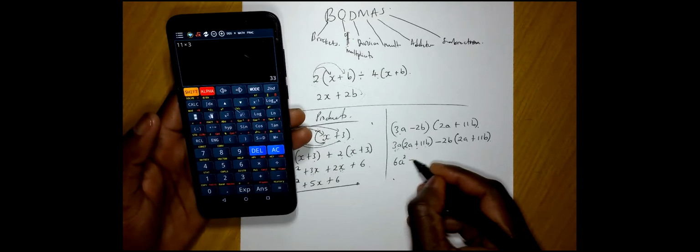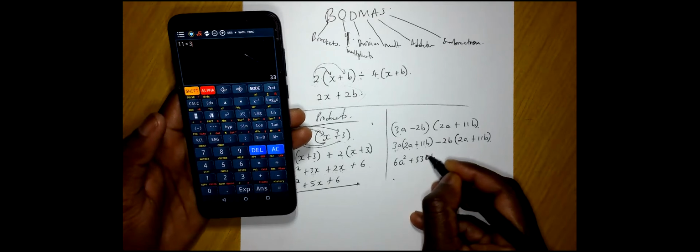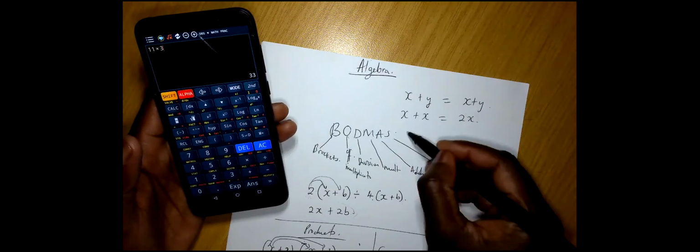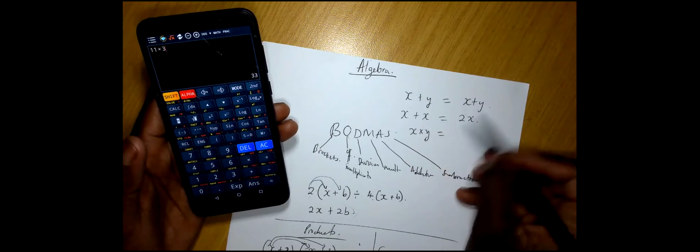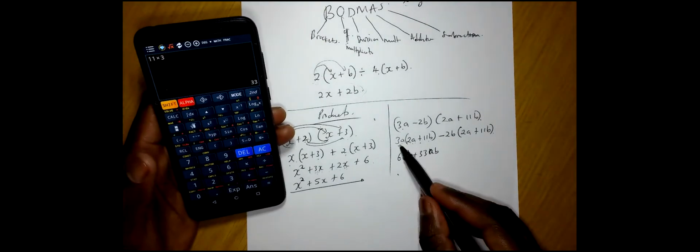3a times 11. So we're going to say 11 times 3, you get 33. So plus 33ab, because remember you multiplied a and b. And when you're adding x plus y, it's going to give you x plus y. But if you say x times y, you get xy. That's what you need to understand. That's why you're saying a times b gives us ab.